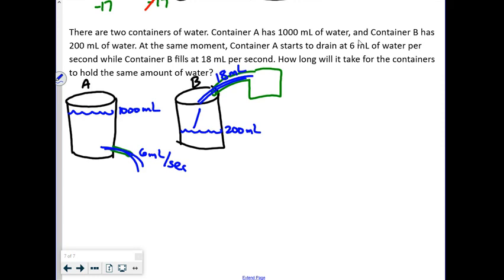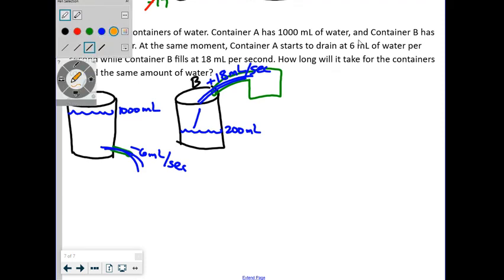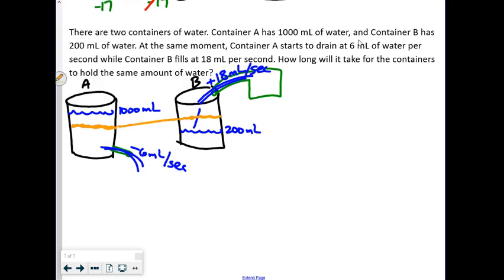Those are happening at the same time. So the fact that we're gaining 18 milliliters over here, I think of adding that on. And that's happening per second as well. And the fact that we're losing 6 milliliters per second, we're going to be subtracting that off on that side. And we would like there to be some magical spot, probably lower than 1,000 and also above 200. We want these to be the same height, so we want them to be equal.